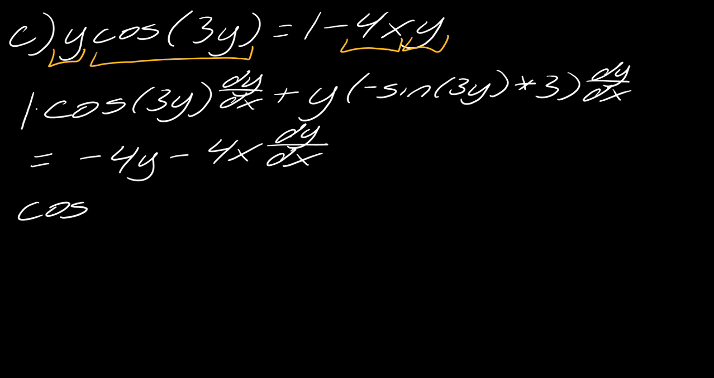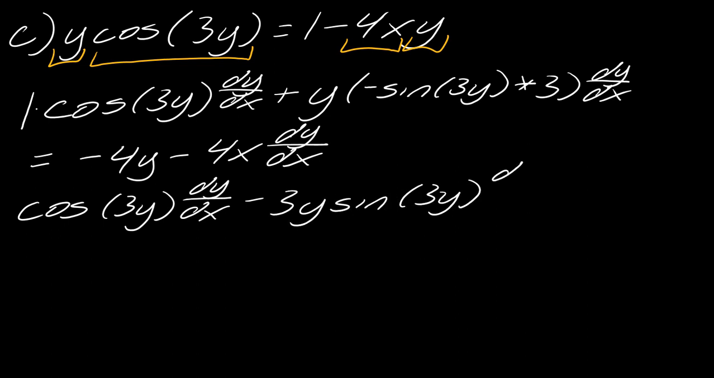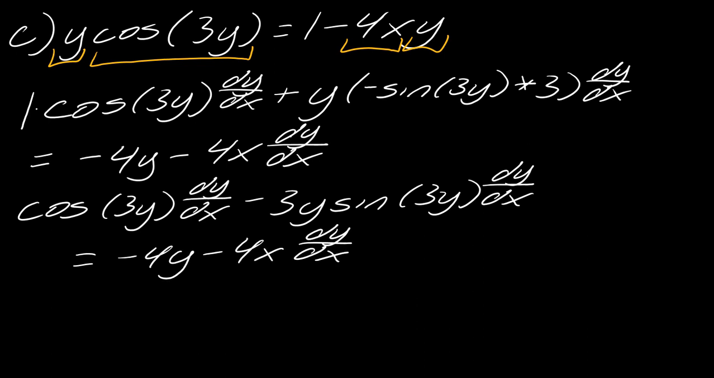So I've got cosine of 3y dy dx minus 3y sine of 3y dy dx equals negative 4y minus 4x dy dx. And so this one's not going to be too bad in finishing off because we don't have to distribute or anything. So in this case, here's a dy dx, here's a dy dx, and then here's a dy dx. So I really just have to bring this dy dx over to the other side. So if I do that, let me clear some space.